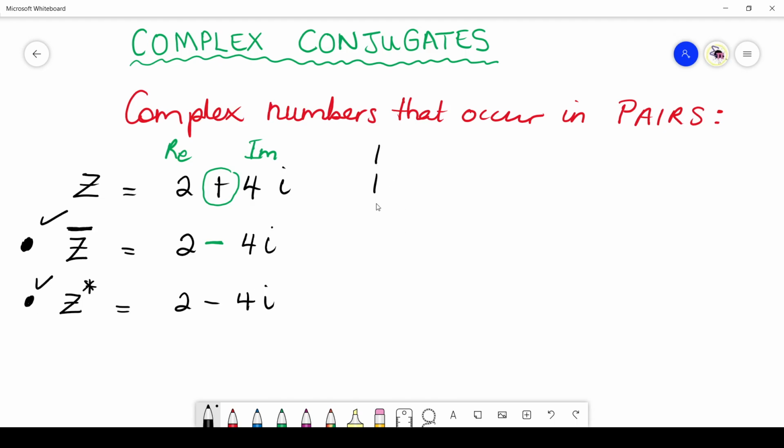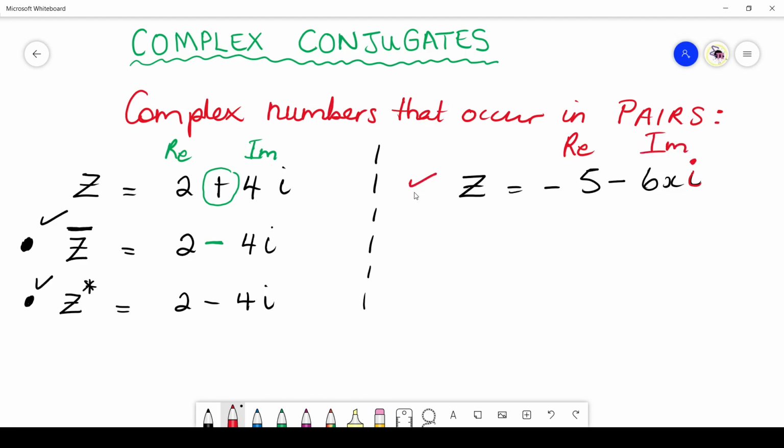Let me do one more quick example just so you guys are 100% sure about it. Let's say we had c is equal to -5 minus 6xi. Is it a complex number? Yes, it is, because it definitely has a real part. Of course, 6x is also real, but because of the presence of this i, that makes this term imaginary. So that's the imaginary part. So it is a complex number, check.